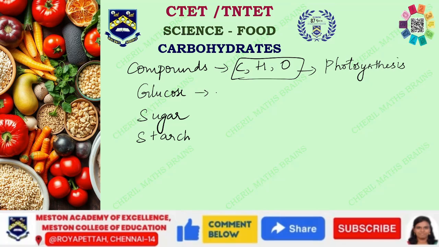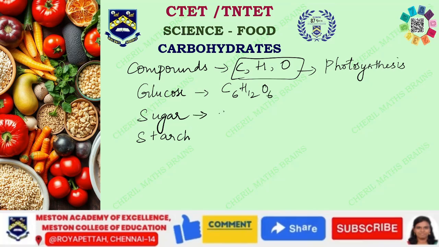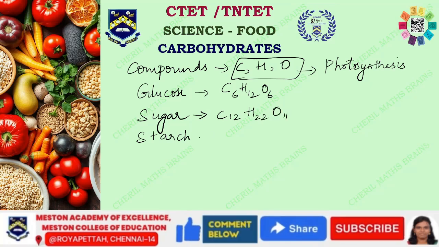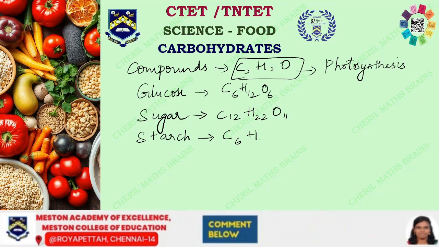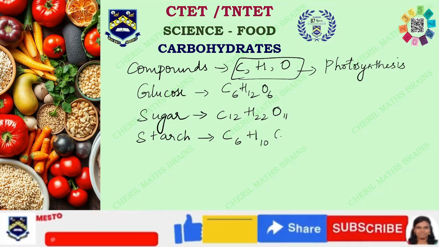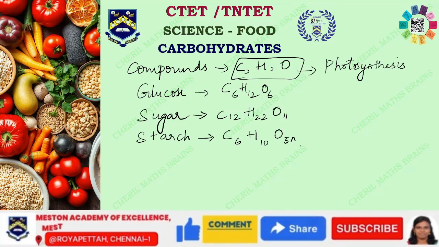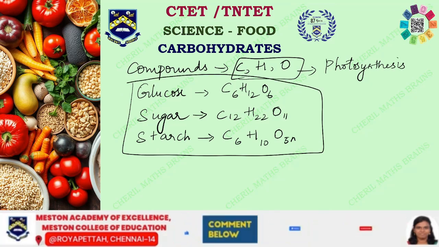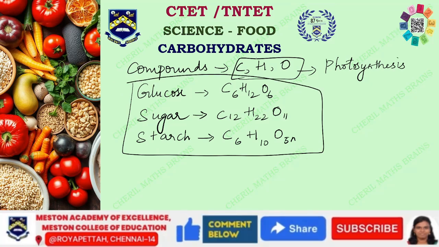I'll write the chemical formula for this. For glucose it is going to be C6H12O6. For sugar it's going to be C12H22O11, and for starch it is C6H10O5N. So these are the chemical formulae for the compounds which are the carbohydrates.